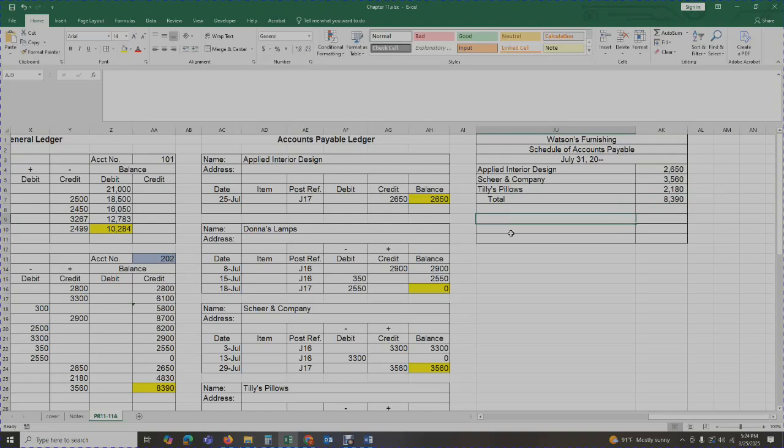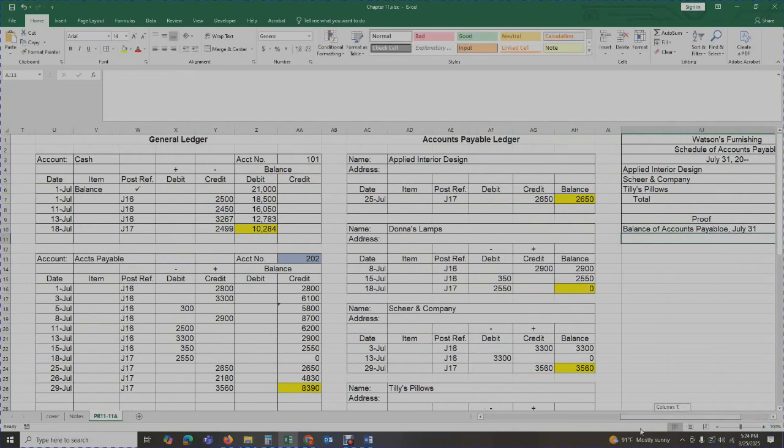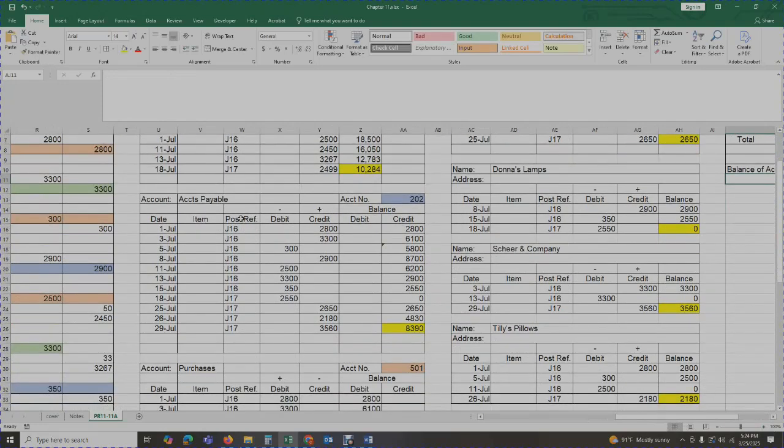How do I know if this is correct? We need to prove our work. Okay. We need to prove that we are correct. So what we're going to do is we're going to get the balance of accounts payable. Okay. At the end of the month. So let's go look at our accounts payable balance. We're looking at our general ledger and look at our ending balance. My accounts payable ending balance is $8,390.